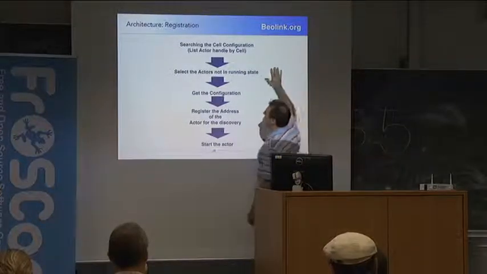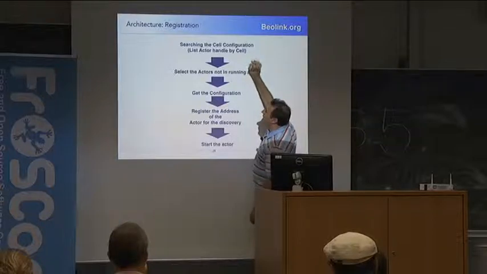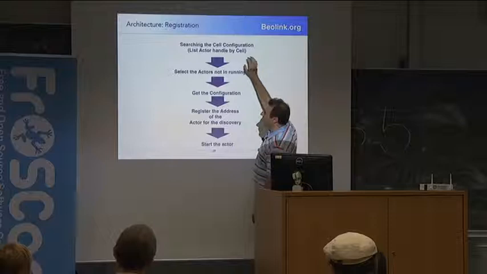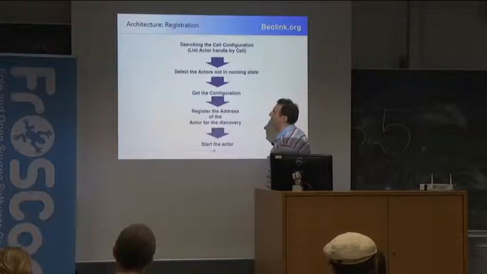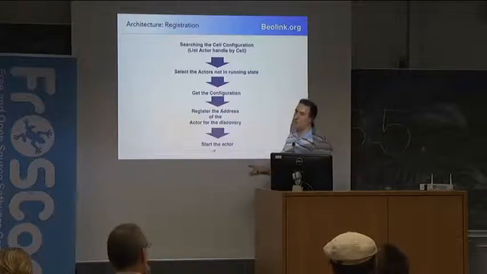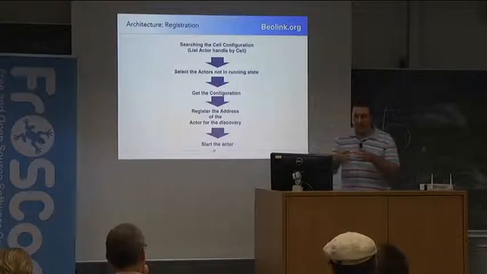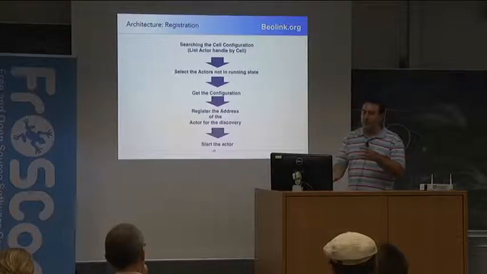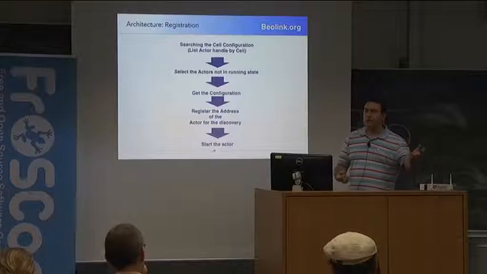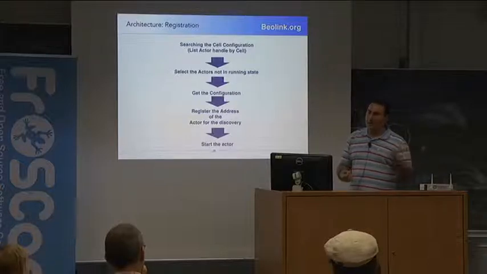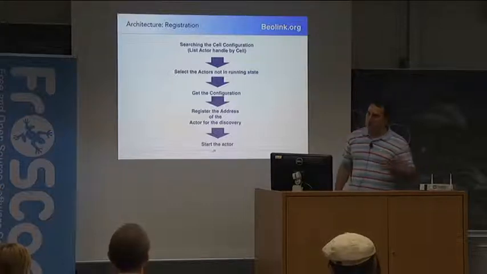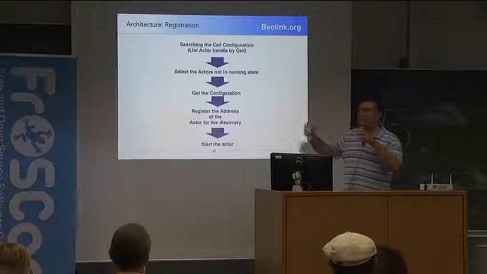Now, the first thing that the cell does is find the locator and find the list of the actors that have to be run. Select an actor that is not in running state, get the configuration of the actor, start the actor, and publish the address. That means if I turn off one Raspberry Pi, the other Raspberry Pi can see the actor is no longer running, start the actor and change the address. In this way, immediately all the actors around the house can find the new actor. And then the process can migrate.